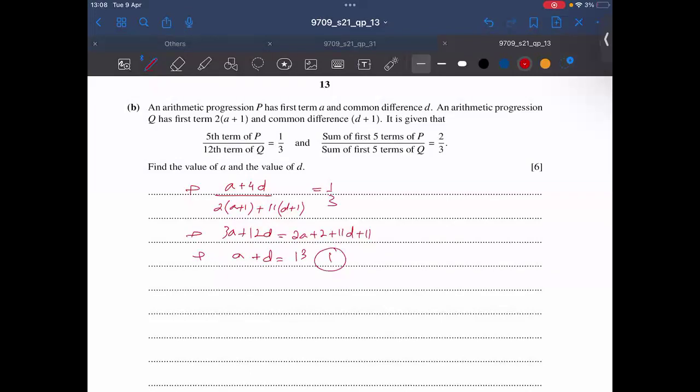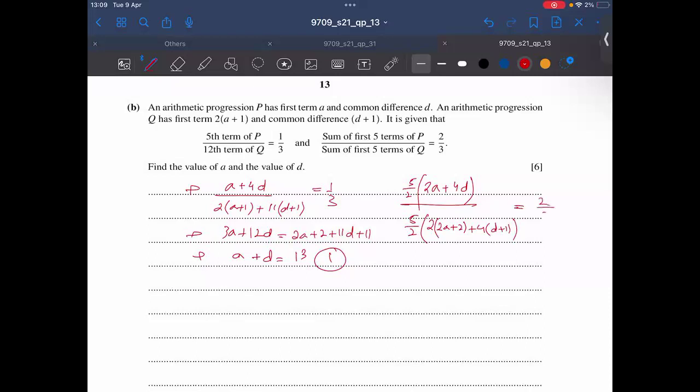That is one equation. The second one, let us do something. So the first 5 terms of P, the sum of the first 5 terms of P is going to be 5 over 2 bracket 2A plus n minus 1 into 4D, divided by 5 over 2 bracket 2 into 2A plus 2, plus it's going to be 4 and D is D plus 1.